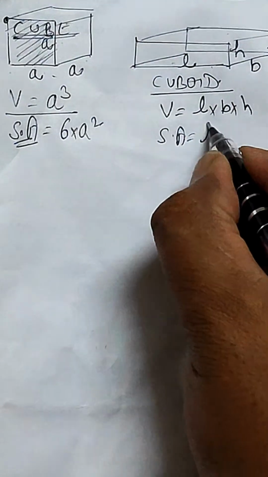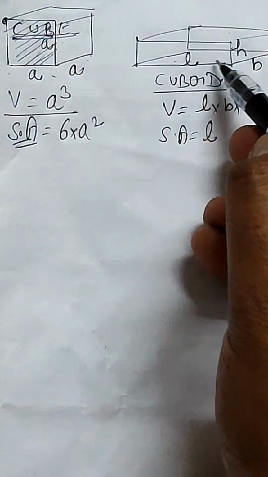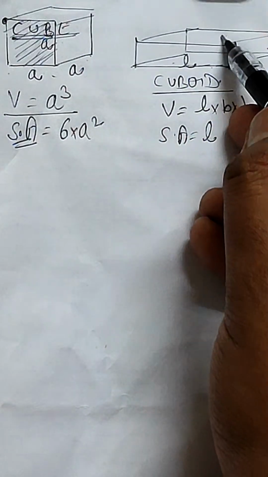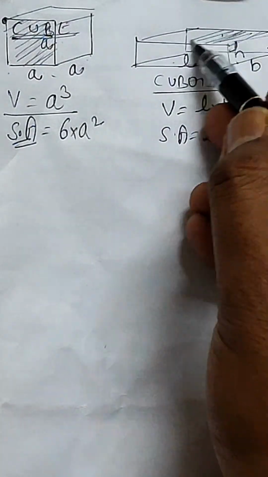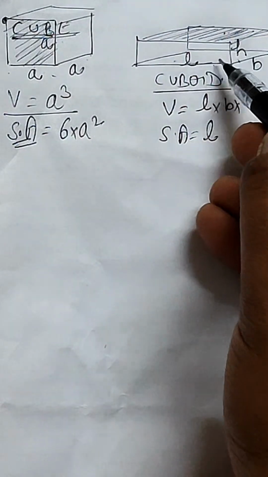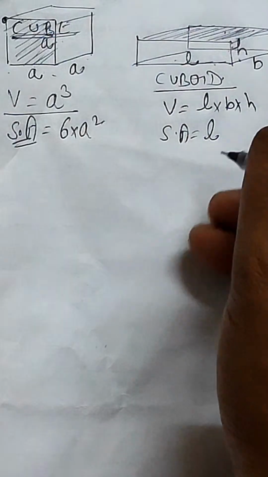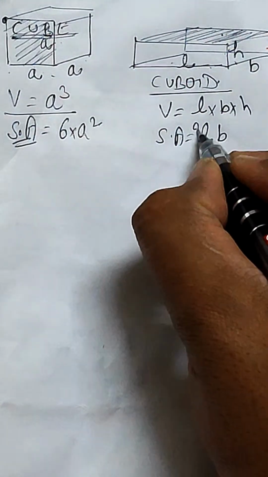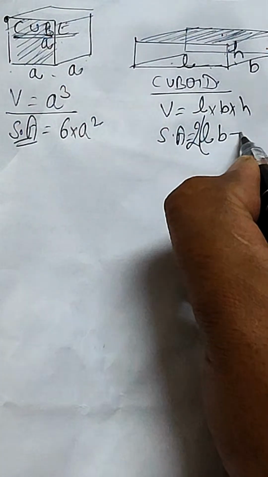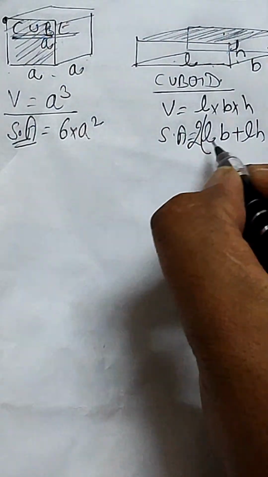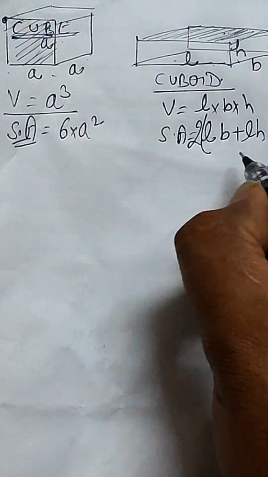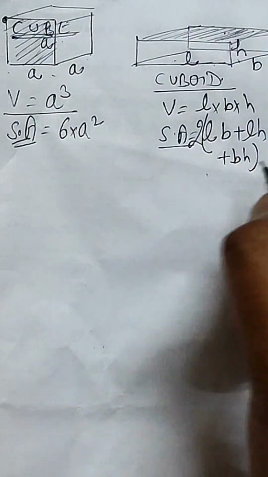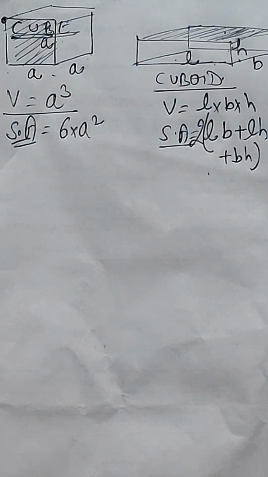So we can say L into B for the bottom and L into B for the top, right? This one, not front and back. Front and back will be L into H, right? I hope you understand. So it will be L into B two times, L into H two times, that's why 2 is taken as common, and B into H two times. So this is the total surface area of a cuboid. So quickly we have seen it.